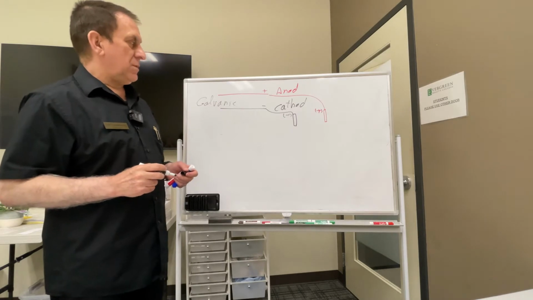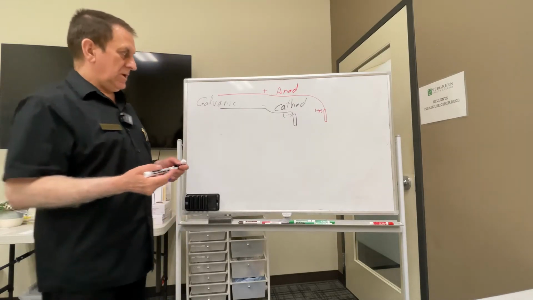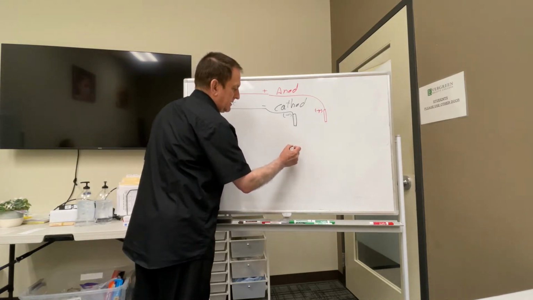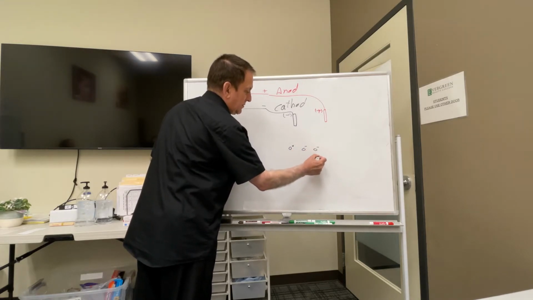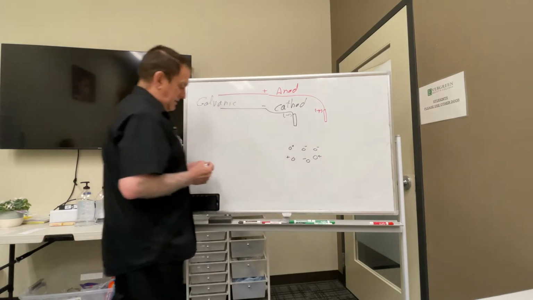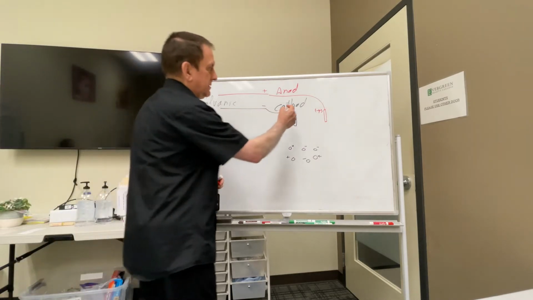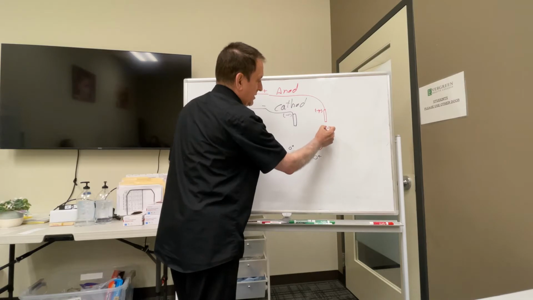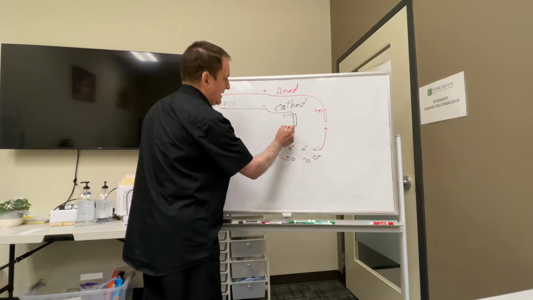Okay, now we have positive and we have negative, and then we have some ions. Ions are particles that have electric charge. Some of them are positive, some of them are negative. The ones that go toward the anode are negative. The negative goes toward anode. The positive goes toward cathode.